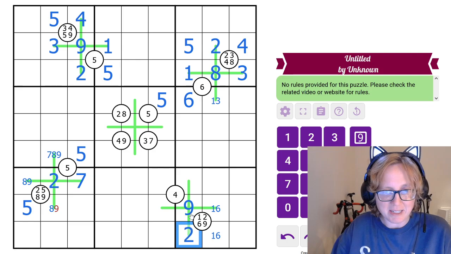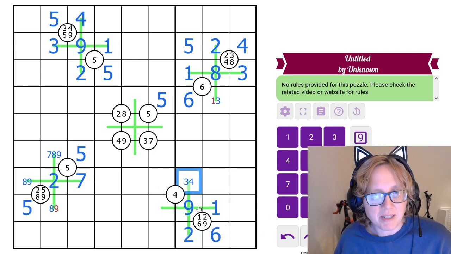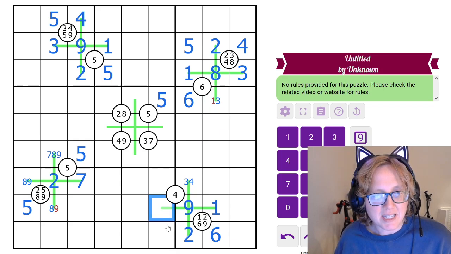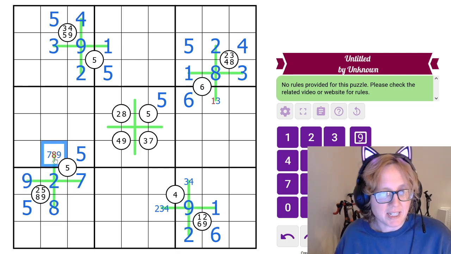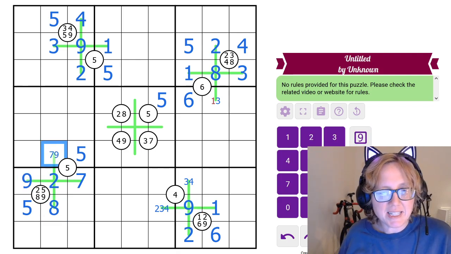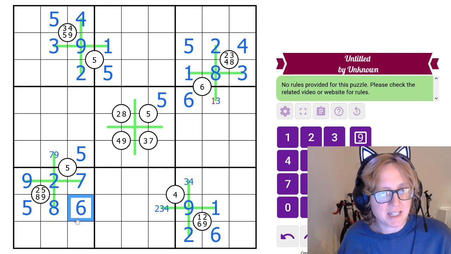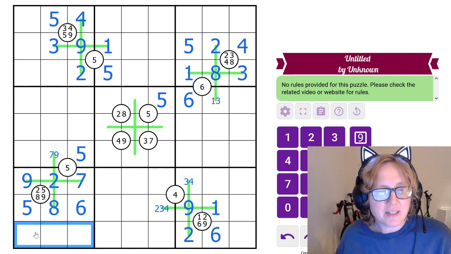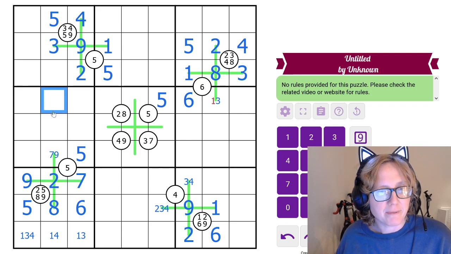This must be a 9 surrounded by low digits. This also has to be a low digit. 3 and 4 are the only ones remaining. And this has to be a low digit, 2, 3, or 4. The 9 makes this an 8, which makes this a 9. And this 6 sees almost all of the cells in the bottom left region, except for this one, so we're going to place the 6 there. The digits I still need here are 1, 3, and 4. So that's not a 3 and that's not a 4.